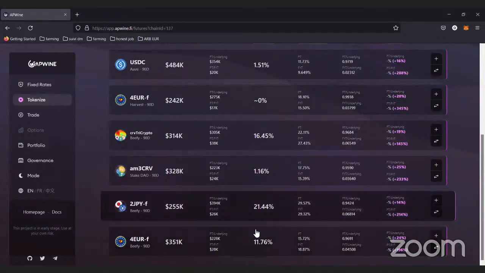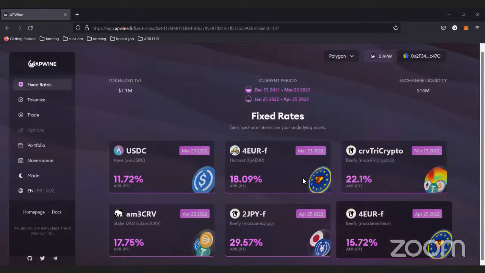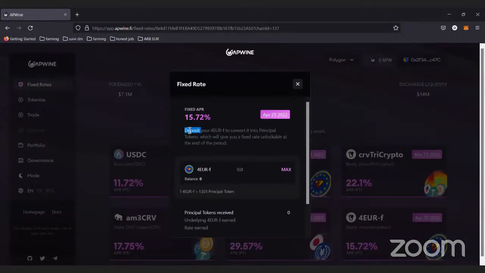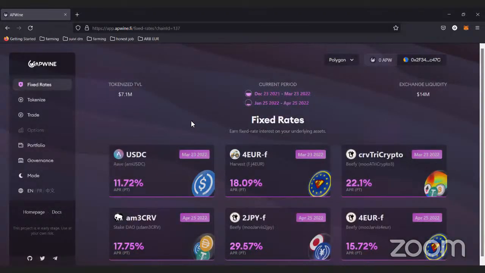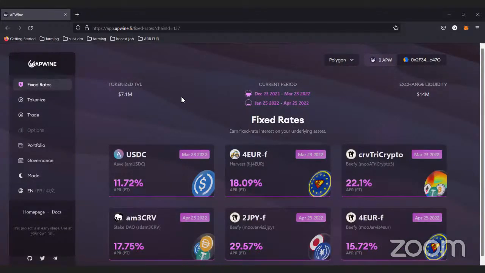Also, be very careful. I told the APWine team that the wording is bad. Do not confuse tokenize and fixed rate, because when you go on fixed rate, if you click on €4 here, they tell you that if you deposit €4, it will convert into principal token. It's not deposit here, it's buy. So if you want to tokenize and to generate 2 tokens, do not go on fixed rate, go on tokenize. I made this mistake, but I will tell you after. Sometimes it's not a mistake, so it was a lucky mistake.